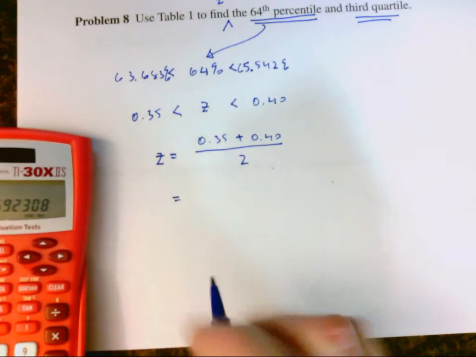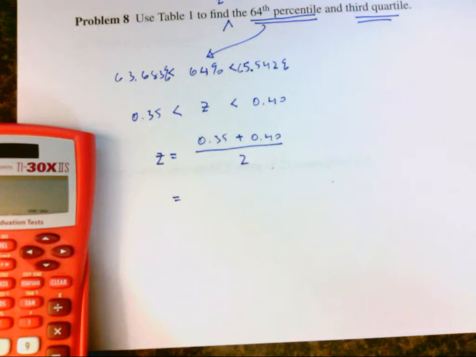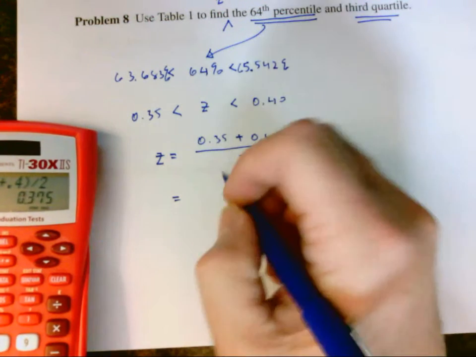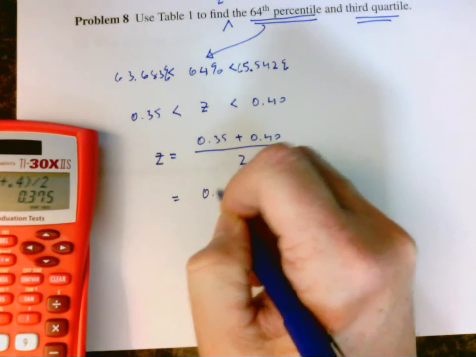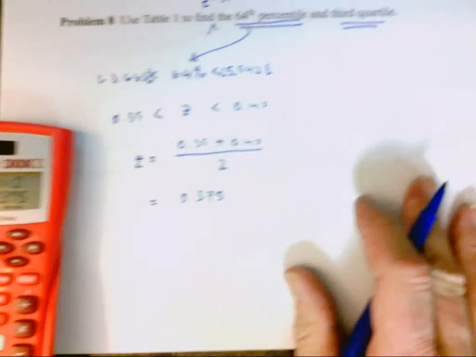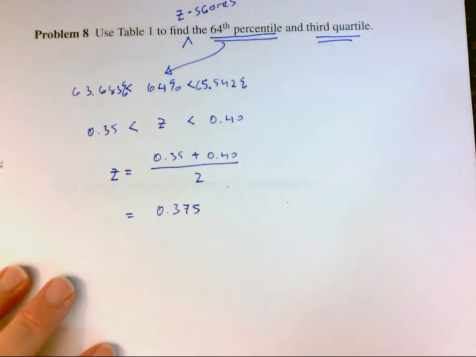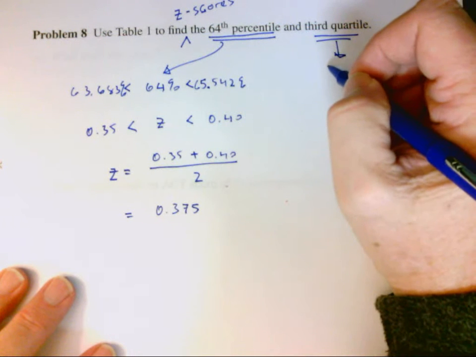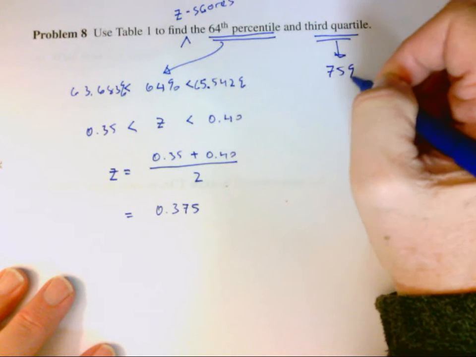So add those up, divide by 2. 0.35 plus 0.4 divided by 2. So the z is about 0.375. Now, we could do the same thing with the third quartile. We simply have to realize that the third quartile is the same thing as the 75th percentile.